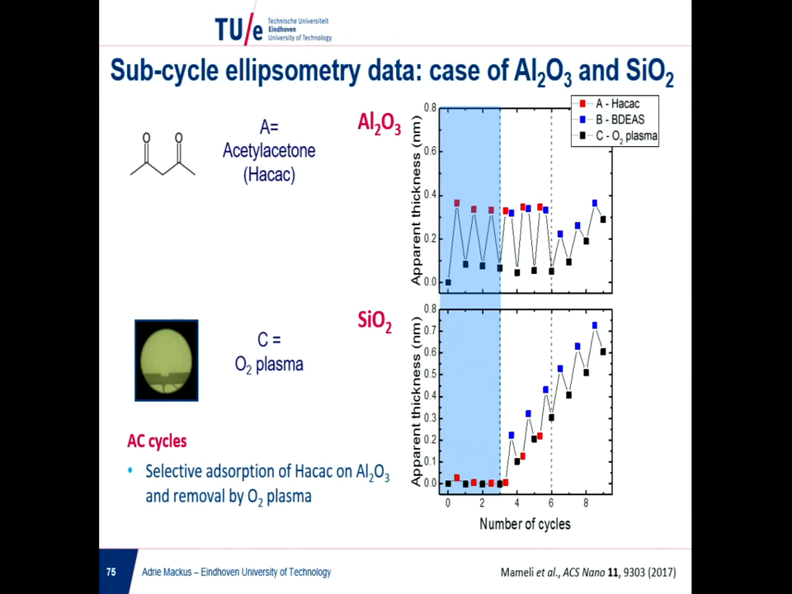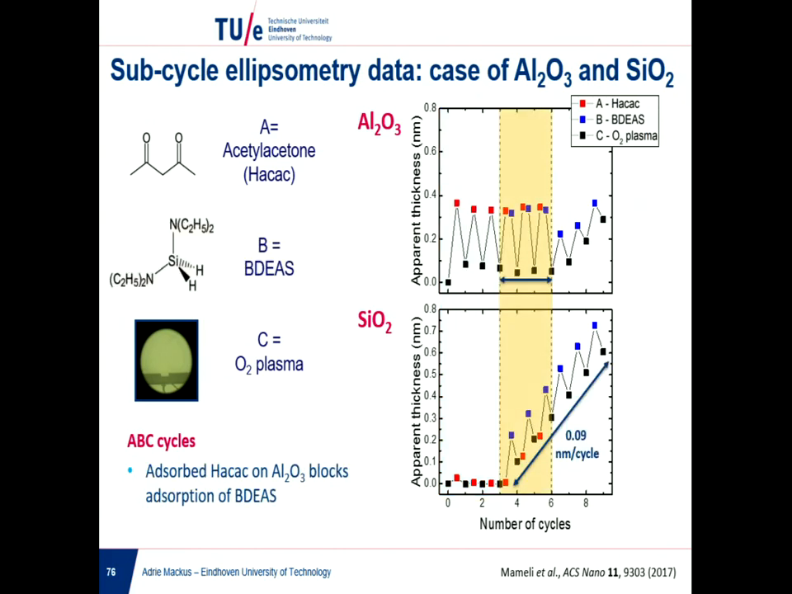If we do exactly the same pulse on the silica, we don't see much happening. Or in other words, this tells us that the inhibitor is not able to adsorb on the silica. Or in other words, we have selective inhibitor adsorption. So that was one of the requirements. So that seems to work.